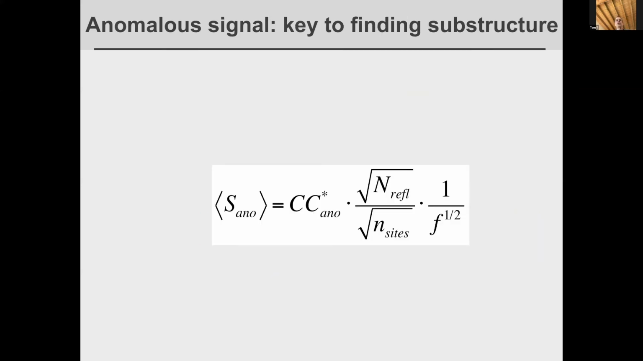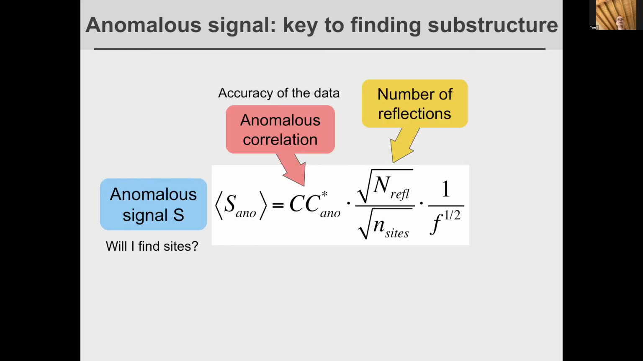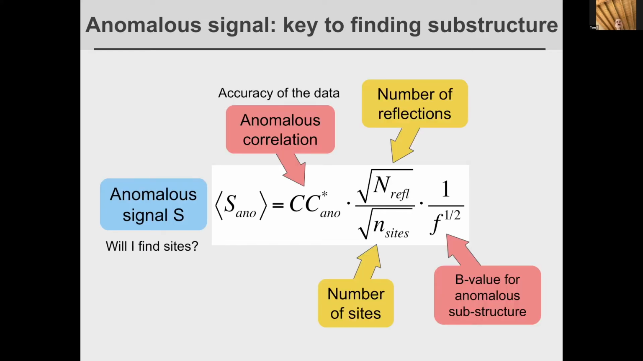So let's make a little formula, and you can click 5 times, Nigel, to put up all the little buttons so we can just see them all at once. So what's going to determine this S, anomalous signal? We want a big number for anomalous signal, and what's it going to be determined by? One is the anomalous correlation, how accurate the data are. That's in pink there, or in skin tone. Number of reflections, so more reflections means more data. And then skip to the bottom there, number of sites. Notice that's in the denominator.